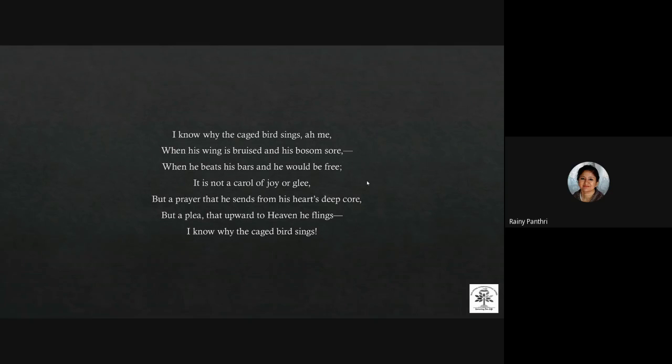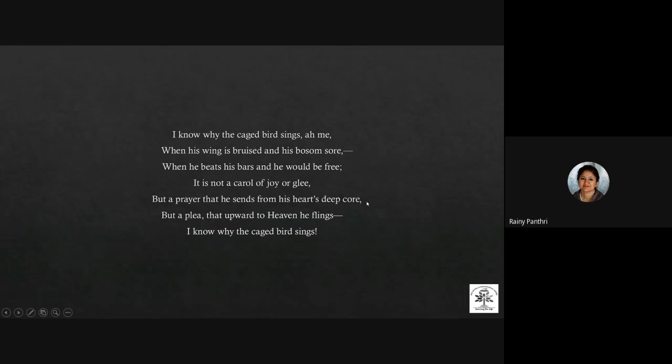he would be free. He thinks that when he beats his bars with his wings, he would be free. But alas, it's not a carol of joy or glee. That singing is not of joy, but of sorrow. A prayer that he has from deep within to the heaven. And this poet understands very well.